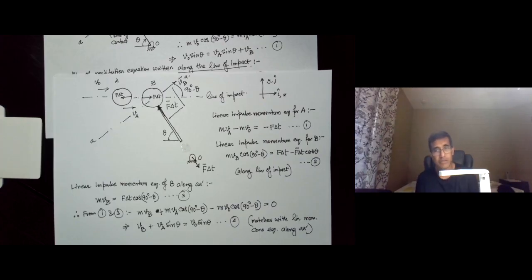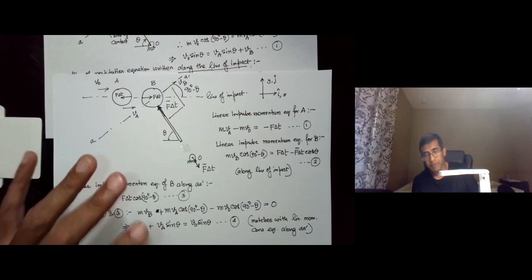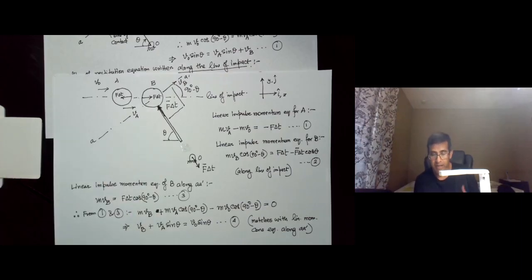So this again shows that if we incorporate the impulses and write the impulse momentum equations and try to eliminate the impulse, the intermediate, short-lived force that is causing the changes in momentum, then we get the linear momentum conservation equation in the appropriate direction.